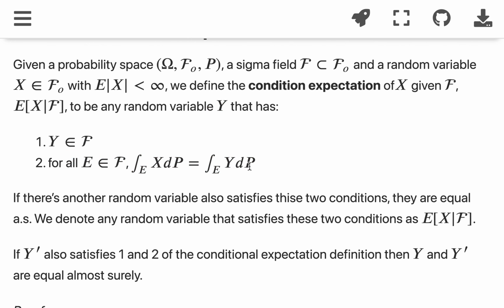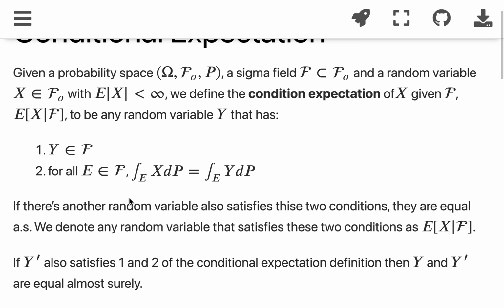So that's the conditional expectation. Let's look a little bit more on this equation here. So why is this being used as the definition of conditional expectation? We want to find the expected value of x, and that is a measure on what we have known so far, which is the sigma field F.